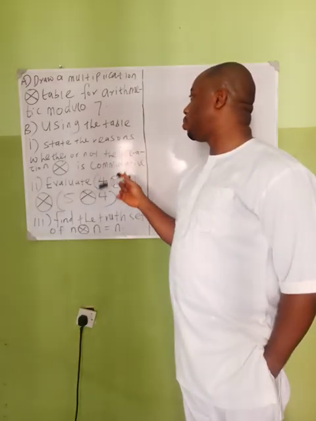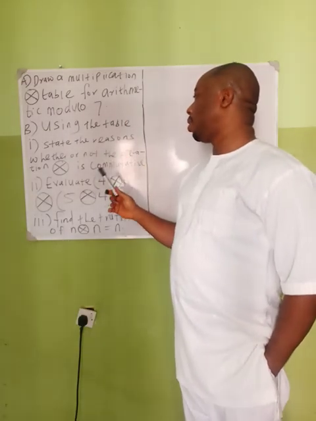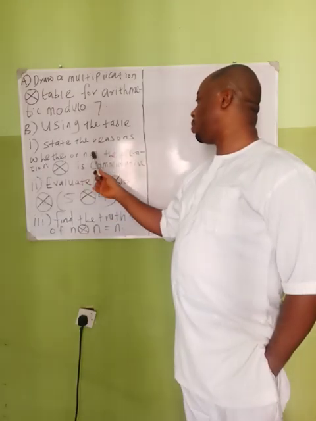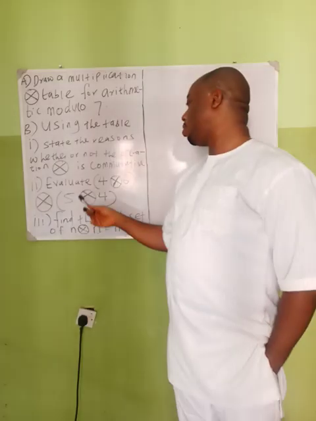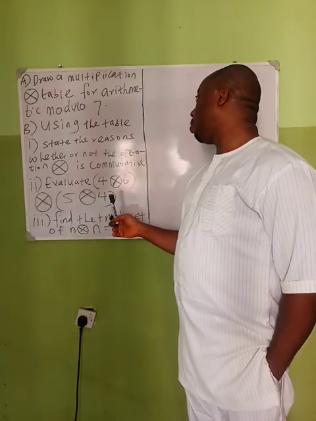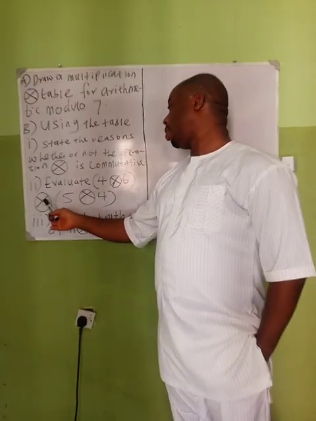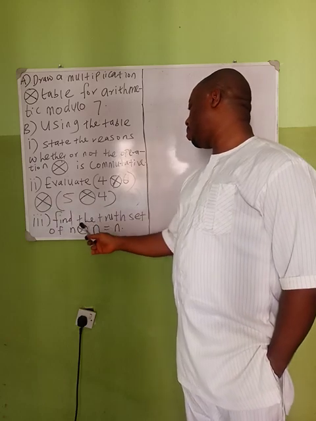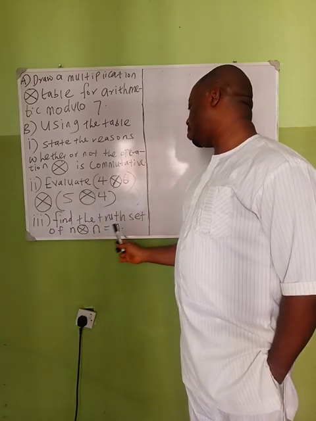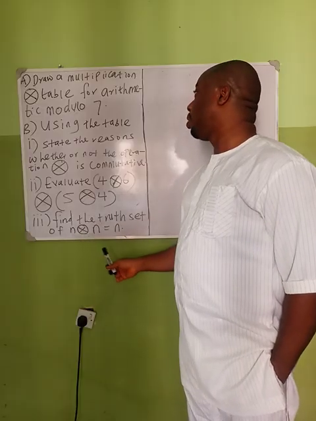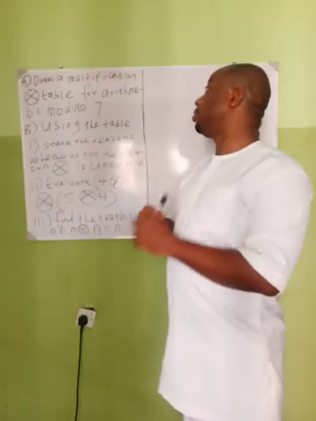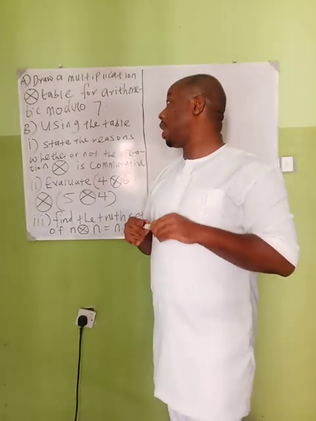The B part, we are to use the table we have drawn. And first of all, we will state reasons whether or not the operation is commutative. And then secondly, we are going to evaluate for modulo 6, modulo 5, modulo 4, and we'll find the truth set. Finally, we'll find the truth set of n modulo n equal to n. Okay, we'll go through this and I'll explain what they mean. It's not difficult at all.